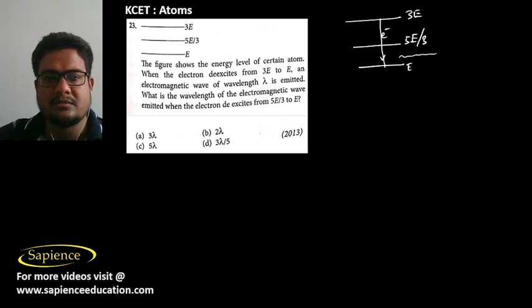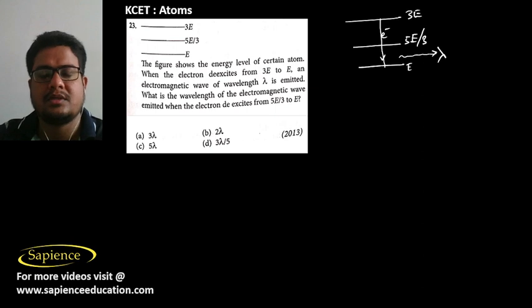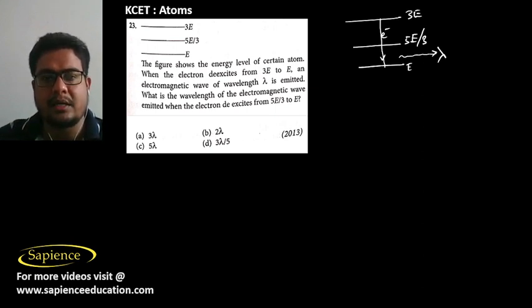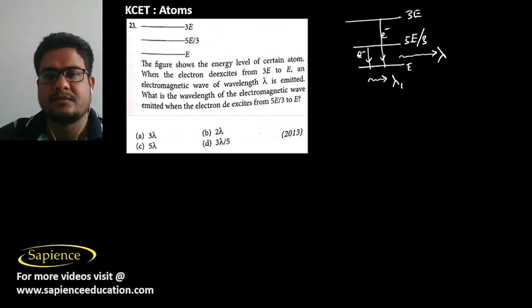an electromagnetic wave of wavelength lambda is emitted. Then what is the wavelength of the electromagnetic wave emitted when the electron de-excites from 5E by 3 to E? Let it be lambda 1. Then this lambda 1 I have to express in terms of this lambda.